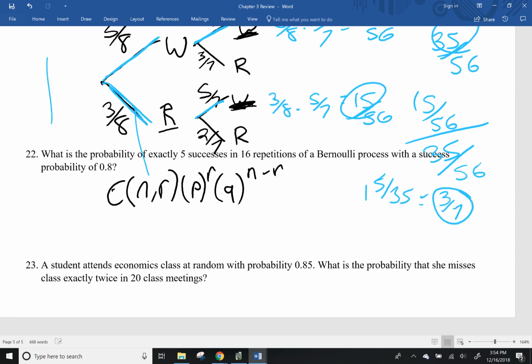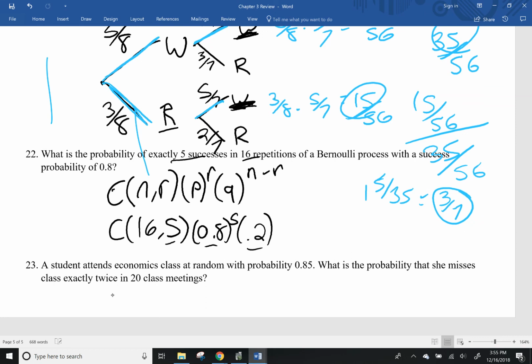Number 22 was probability of exactly 5 successes in 16 repetitions of a Bernoulli process with success probability 0.8. So we have a combination of n being the total number of repetitions, which is 16 in this case, r being exactly how many successes we have, which is 5, times the probability of success, 0.8, to the r power. R again is 5 because we're talking about 5 successes. And then q, people always forget what q is, but q is the opposite of p. So if the probability of success is 0.8, then the probability of failure is 0.2. Basically, if there's an 80% chance of working, there's a 20% chance of failing. That difference is the q value.